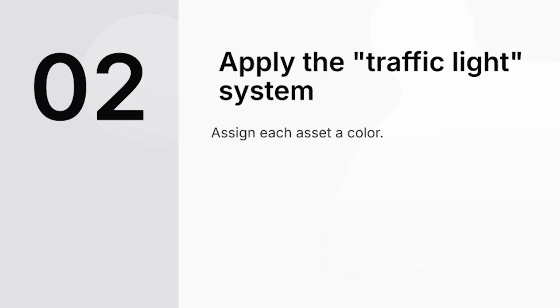Step 2. Apply the traffic light system. Assign each asset a color. Red would be replace ASAP. That means assets that are over 4 to 5 years old, out of warranty, multiple support tickets logged in the last year, and security updates no longer supported.